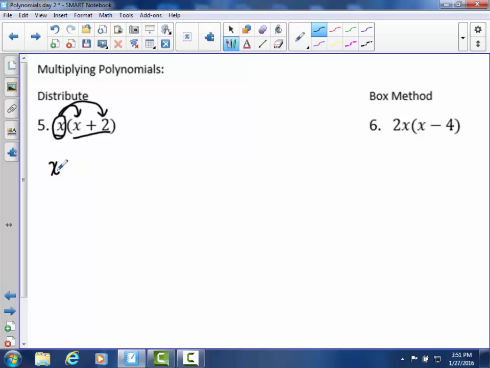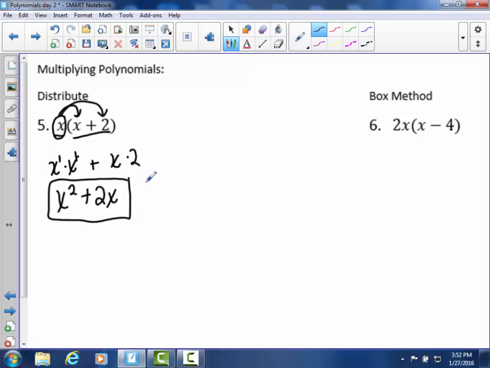So we have x times x plus x times 2. Now remember our rules for multiplying like bases. We add the exponents, so 1 plus 1 is 2. And when we have a variable times a constant, we just write the constant and then the variable. Ta-da! Okay, so that's multiplying using distribution.